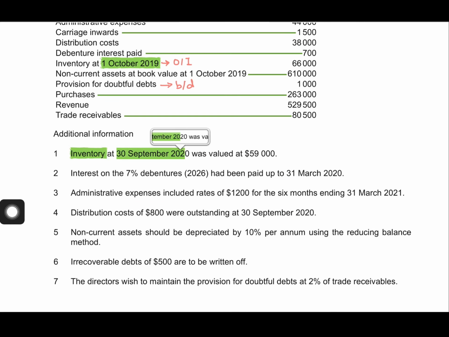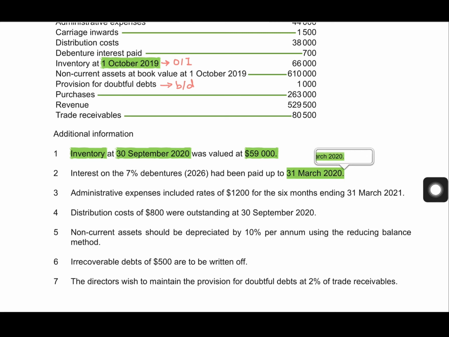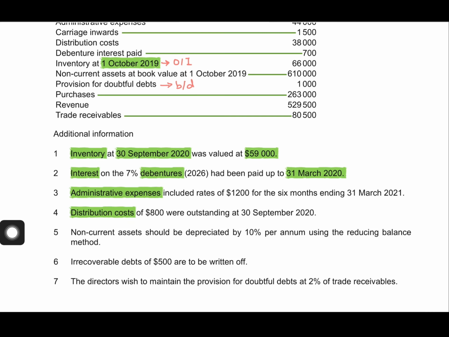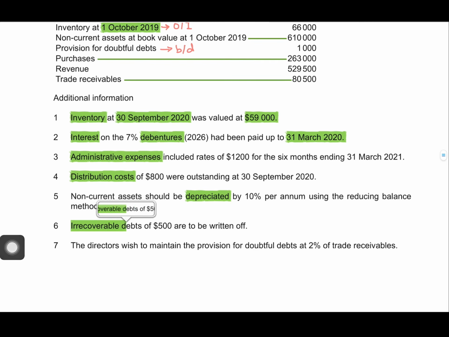First of all, we have the inventory at 30th September 2020, which is the closing inventory, of course. Then we have interest on the 7% debentures had been paid up to 31st of March. So we have to find out how much is accrued and what amount will go in the income statement for debentures. Then we have information related to admin expenses, and number 4 we have distribution cost. Non-current assets should be depreciated, so depreciation related adjustment. Then we have irrecoverable debts 500, which is to be written off. So these are not yet written off as bad debts. We have to write them off, and then we will be required to calculate our provision for doubtful debts, which is maintained at 2% of the trade receivables, right?